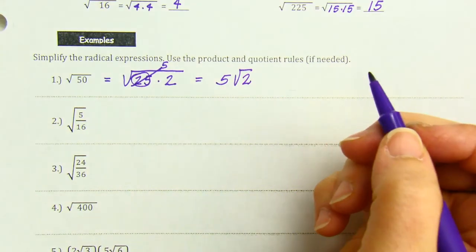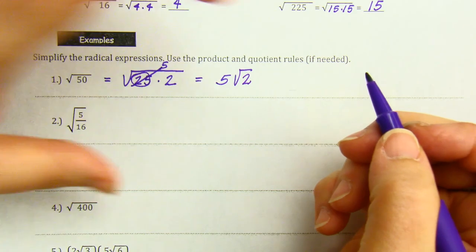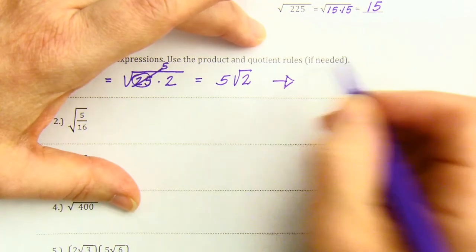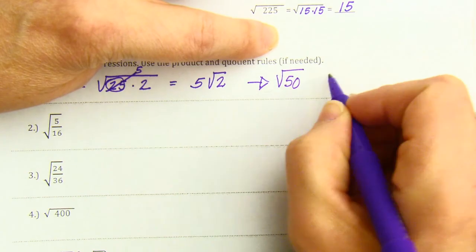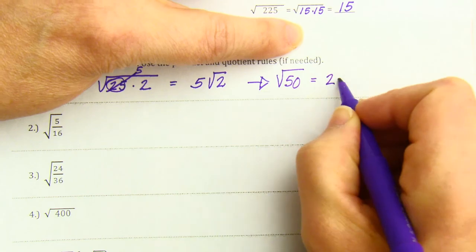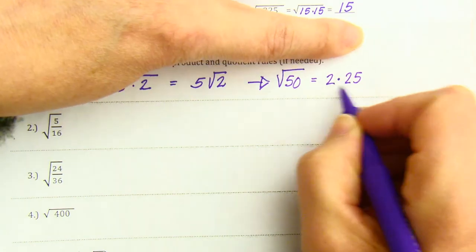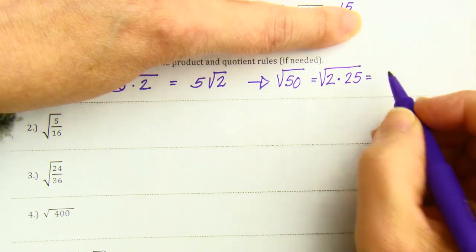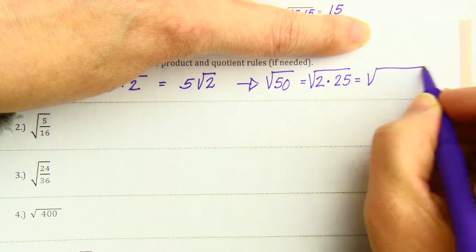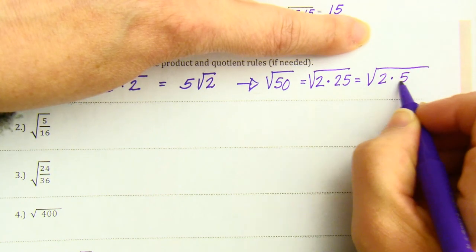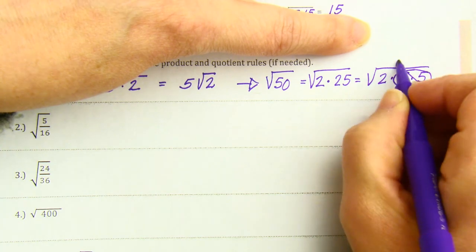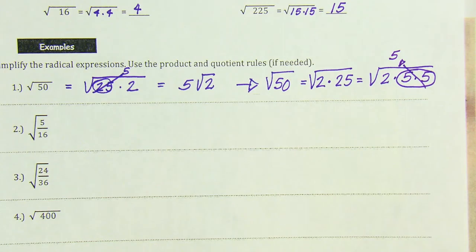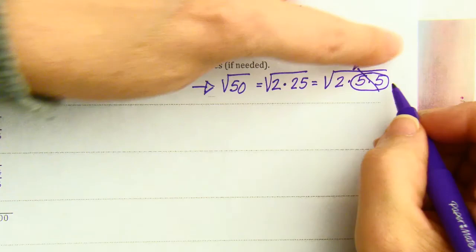Now, I could have taken 50 and broken it down to its prime factors. Root 50 equals root of 2 times 25. Don't forget about the root. Break down the 25. 2 times 5 times 5. I have a group of two 5's. It would come out as a single 5. I got the same answer, 5 root 2. And we can squish that on here.